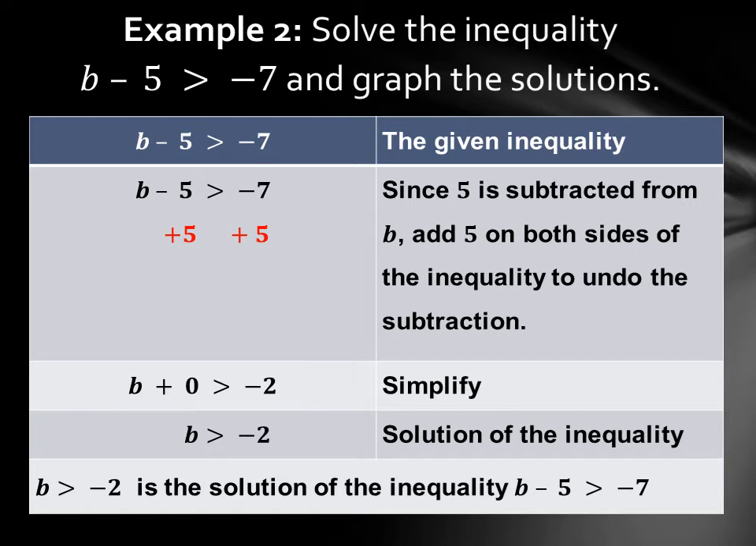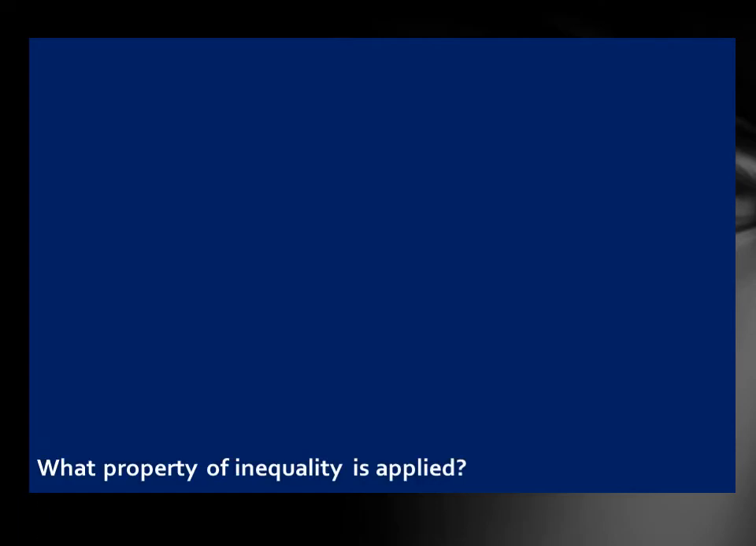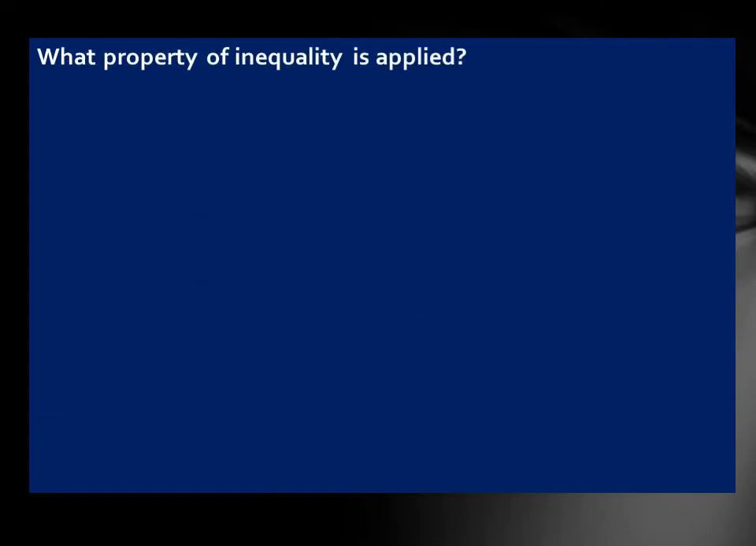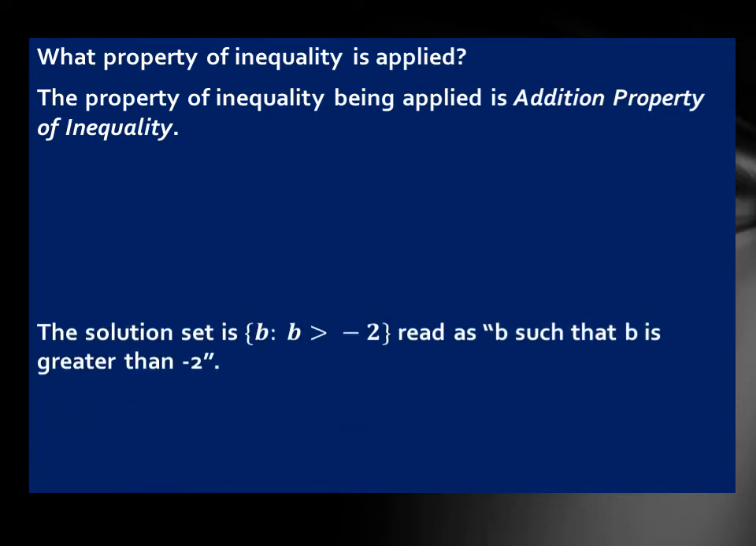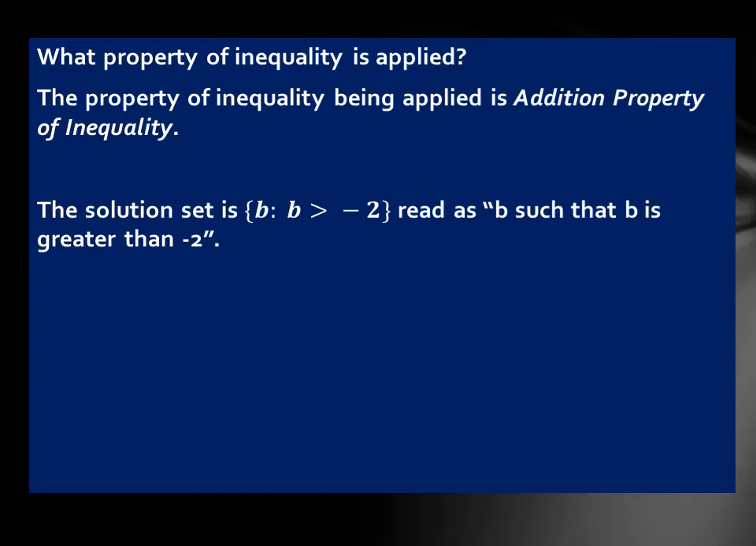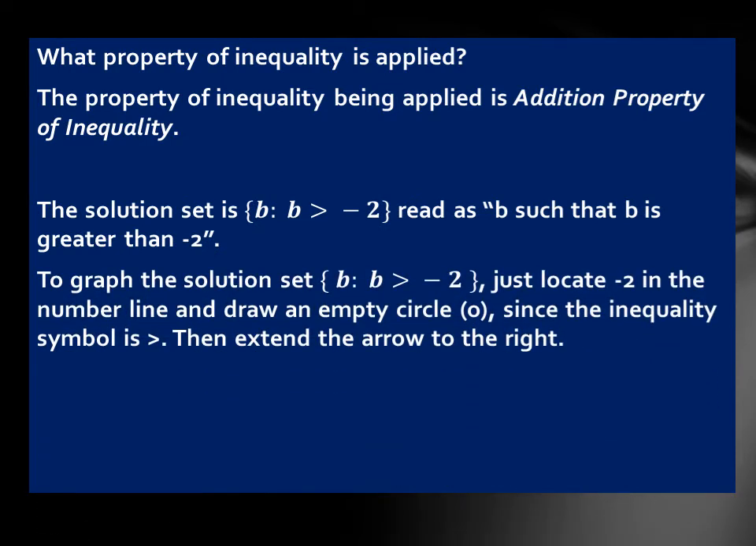So the solution of the inequality is b is greater than negative 2. Therefore, b is greater than negative 2 is the solution of the inequality b minus 5 is greater than negative 7. What property of inequality is applied? The property of inequality being applied is the addition property of inequality. The solution set is b such that b is greater than negative 2.